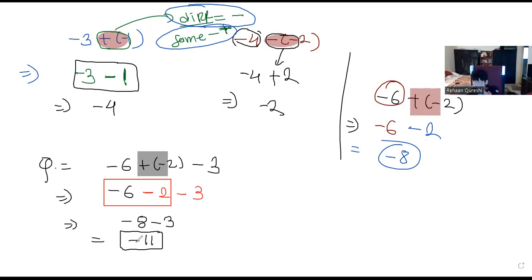Okay. Yes, sir. So this is the method. So now take a screenshot.